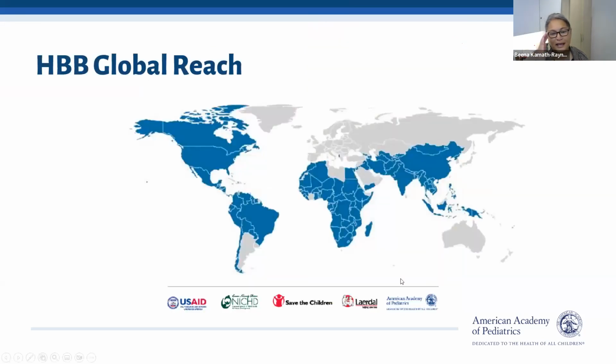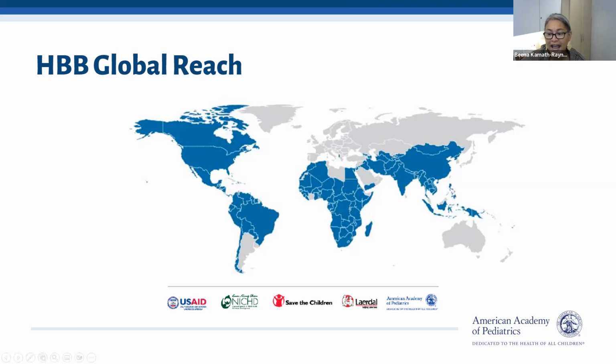HBB is over 10 years old now, and it's been implemented in over 80 countries around the world. It's been translated in 27 different languages. Originally there was a global development alliance with the partners that you see there, USAID, NICHD, Save the Children, and Laerdal Global Health, that worked to disseminate the educational program and work on implementation. The Academy was very proud to be part of this partnership and of that initial evidence evaluation around HBB.